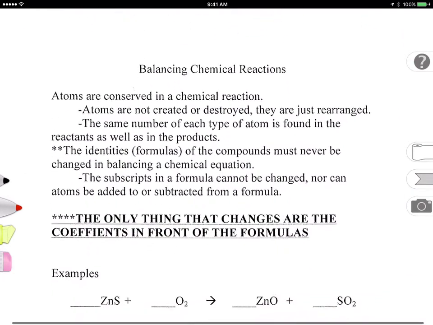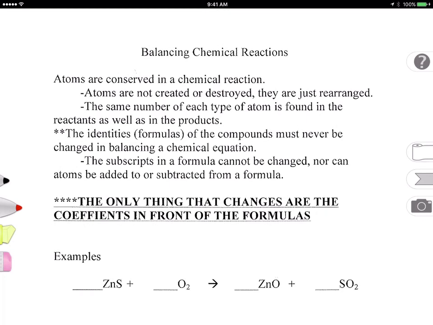All right, let's balance. Okay, now the only thing with balancing is that it can get kind of frustrating because there's no nice and easy mathematical equation for it. It's all done by trial and error, so that can make things a little frustrating if you can't get it to work out. Okay, but we'll go through some tips and techniques to help you not get frustrated with them. Okay, so first things first, what is balancing? Again, atoms are not created or destroyed, we're just rearranging them, but the total number of atoms has to be the same on the reactant side as the product side. Same thing, the number of each type is found in the reactants and the products.